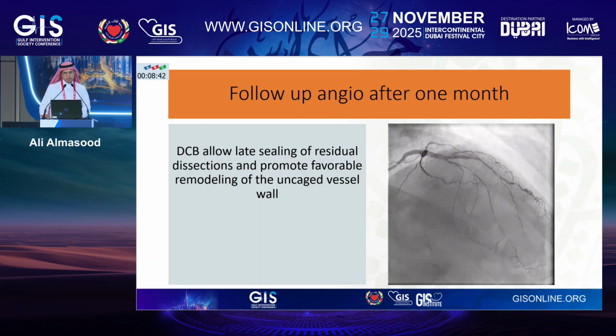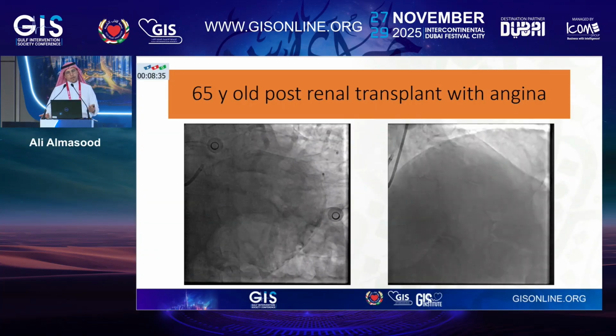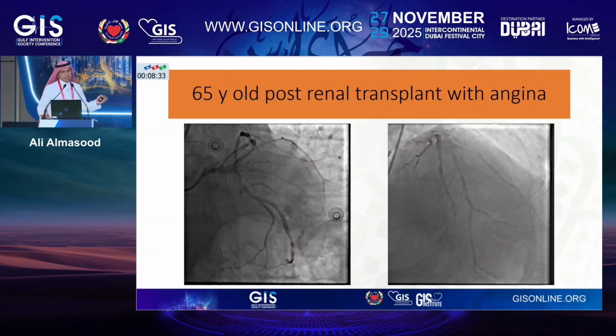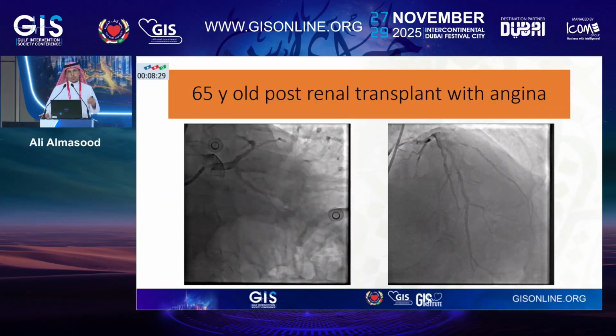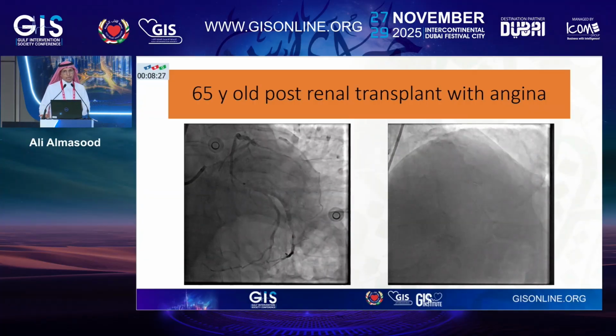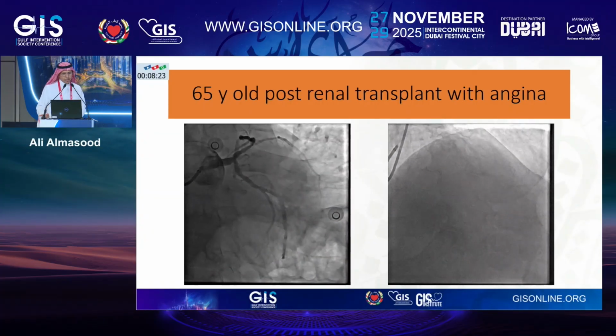I'll take you to a more complex case, a 65-year-old, post-renal transplant, with renal impairment. He came with angina. You can see a big ramus artery that is occluded. You don't want to use lots of dye. You don't want to commit him to prolonged dual antiplatelet therapy because of risk of bleeding and other issues.